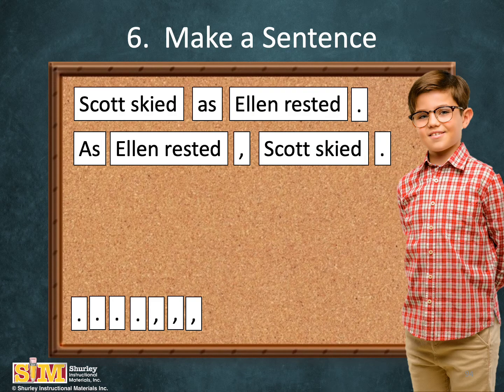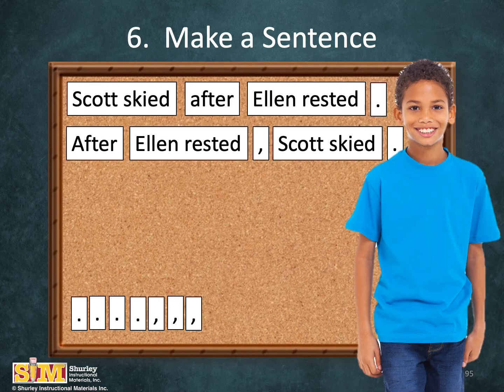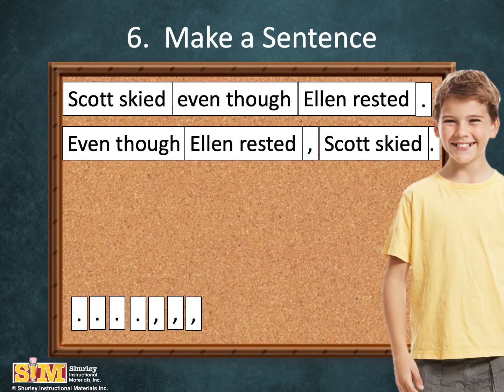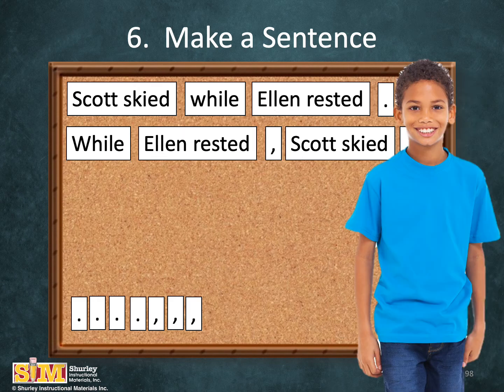Here is one way to combine the two sentences to create a complex sentence. This group used the subordinate conjunction as to join the two thoughts together. Here is another way to create two complex sentences, joining the two clauses with the subordinate conjunction after. This group chose to use the subordinate conjunction before to make their complex sentences. Notice the correct use of punctuation. Here the group chose to use the subordinate conjunction even though to make their complex sentences. This group chose to use the subordinate conjunction while to make their complex sentences.